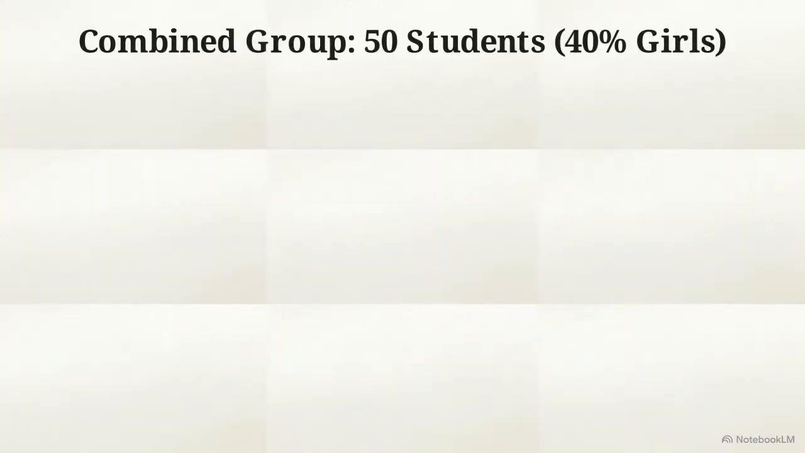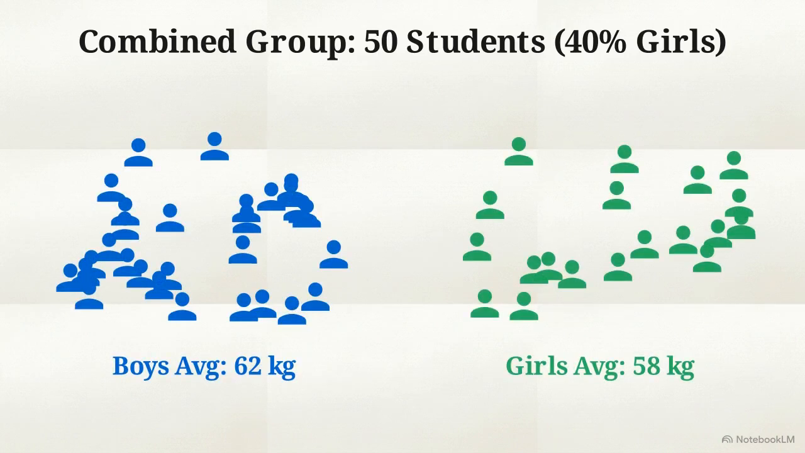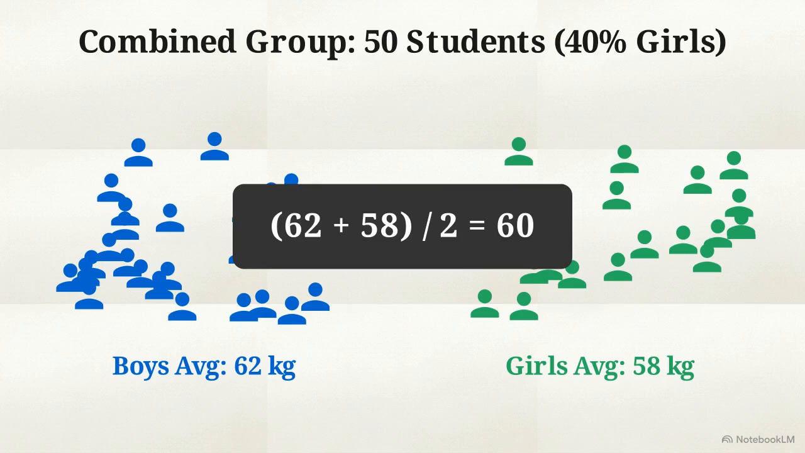Let's apply this to our first scenario, the combined group. A class of 50 students contains 40% girls. The boys have an average weight of 62 kilograms, and the girls average 58. We need the final average for the whole class. Adding the 2 averages and dividing by 2, 62 plus 58 divided by 2, leads to a wrong answer. Because the groups are different sizes, their averages cannot be weighted equally.